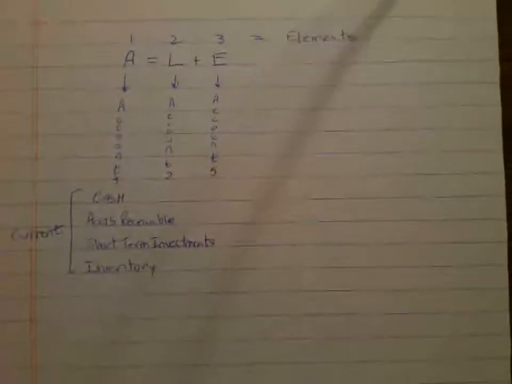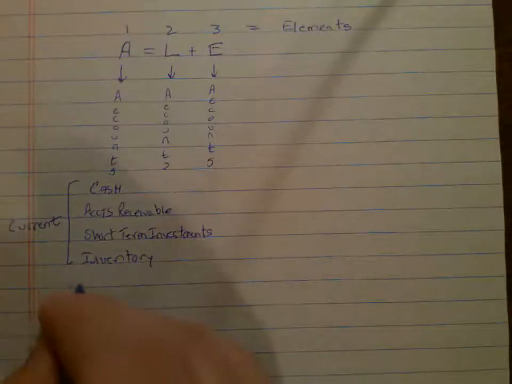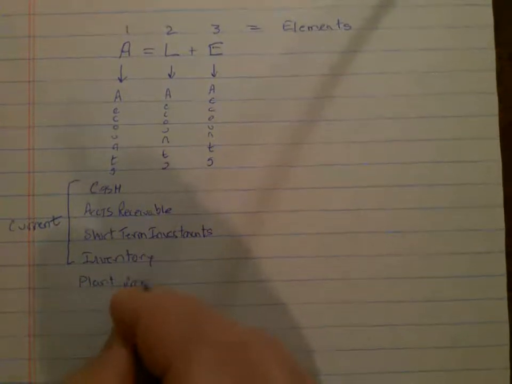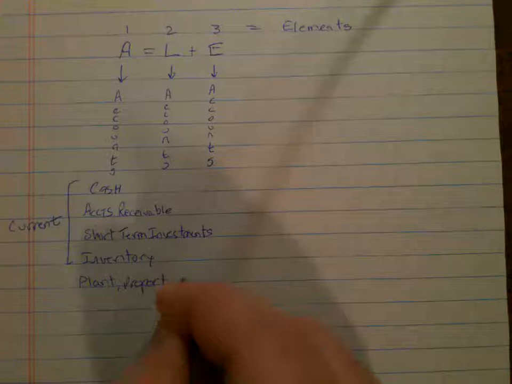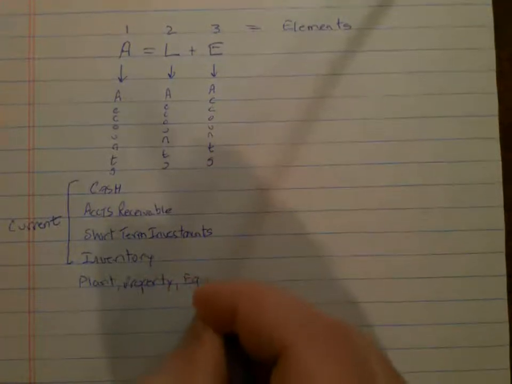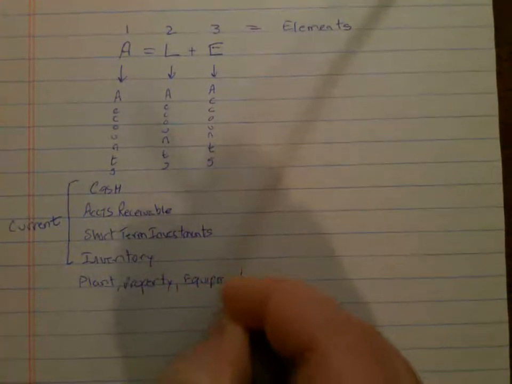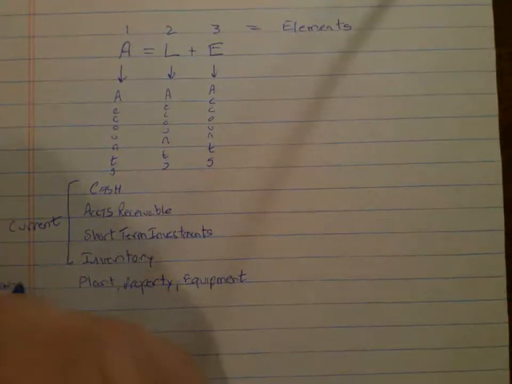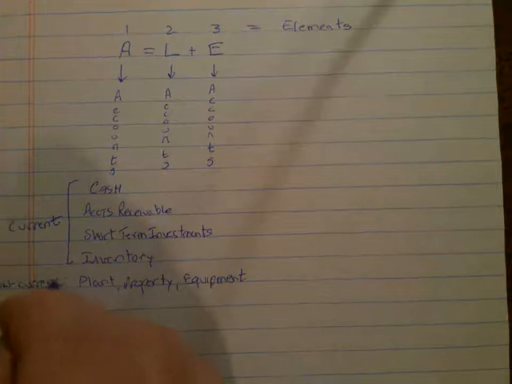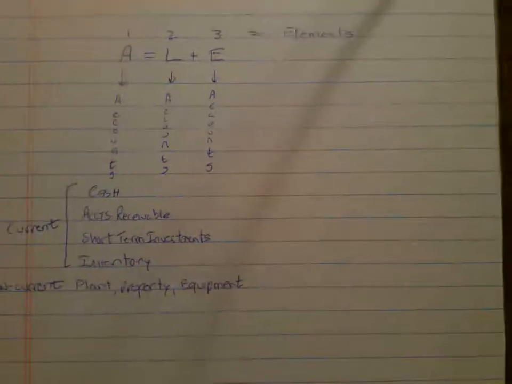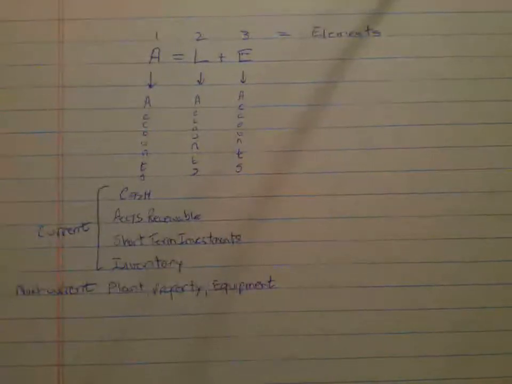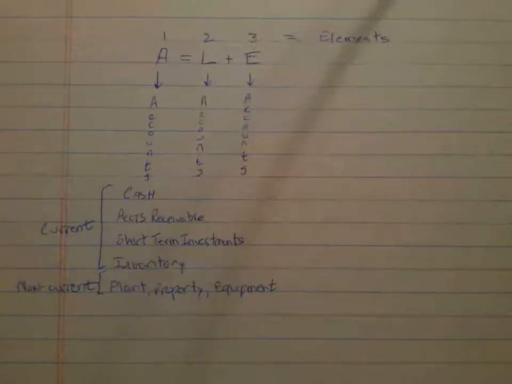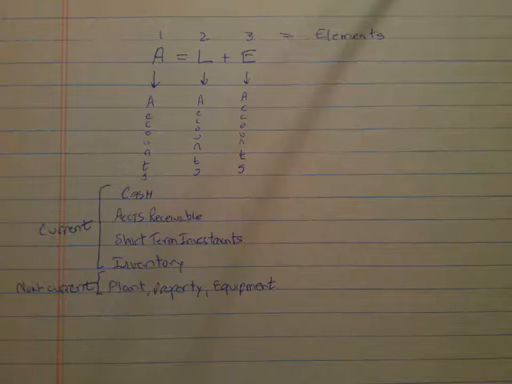There could be others. In addition, we could have plant, property, and equipment. And this would be a non-current asset, okay? So each one of these elements is made up of different accounts.